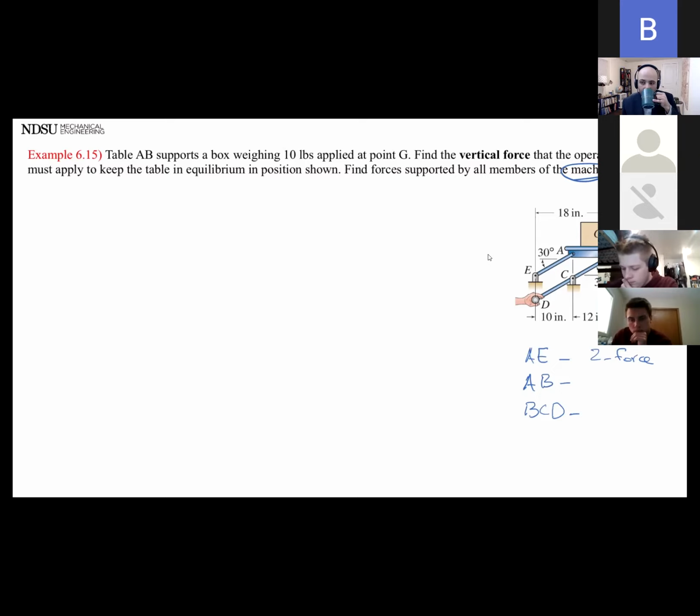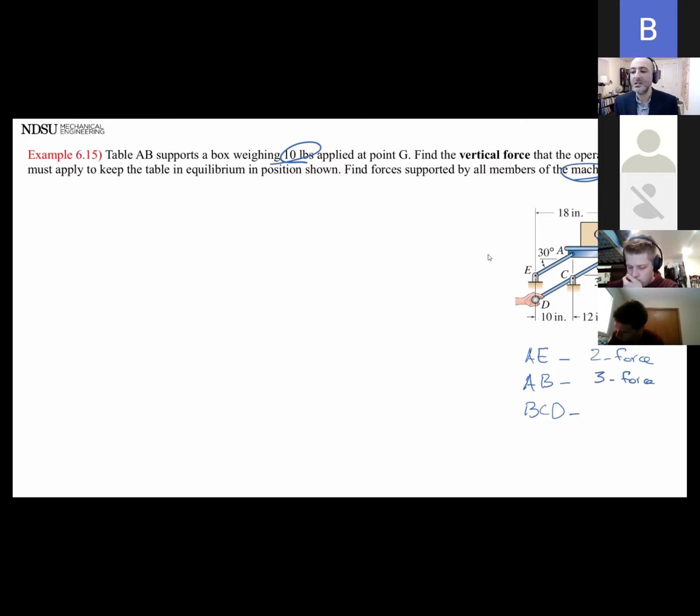3-force because of point G, because G's pushing down on it, right? Yes, point G. So if I didn't have point G, that would have been also a 2-force member, because the only pin is at the end and there's only forces applied. But the problem tells me there's a 10-pound force applied at point G. So there is a force here that the problem didn't put on there for me, but it's right there. So it's a 3-force member.